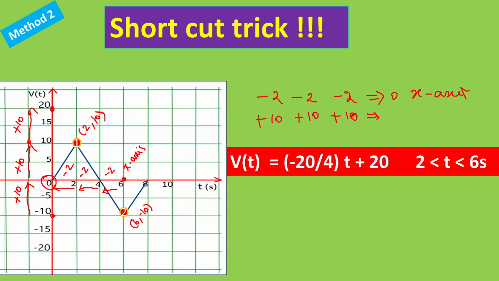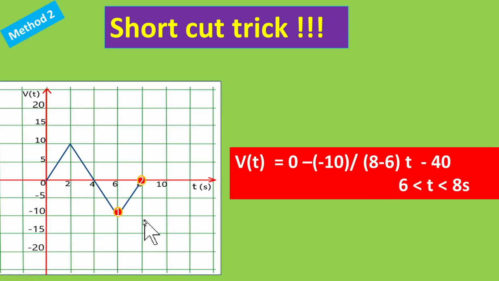So the initial point here along the y-axis is minus 10, plus 10, plus 10, plus 10. Okay, here actually it starts from the 6, right? 6 minus 2, minus 2, minus 2, so you get the 0. Here it is 20 along the y-axis. This is how you got this C value. This is your C. Hope you have understood. Okay, this is the shortcut method. So this value is equal to minus 5t plus 20.